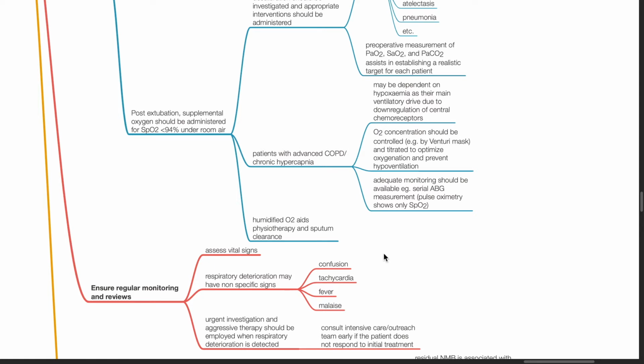Pulse oximetry only shows SpO2. Humidified oxygen aids physiotherapy and sputum clearance.